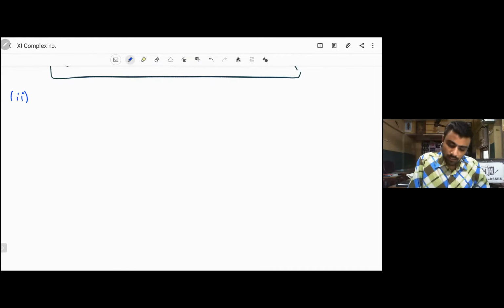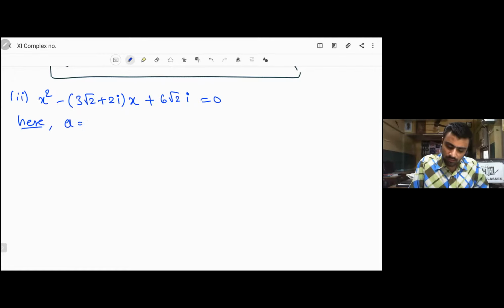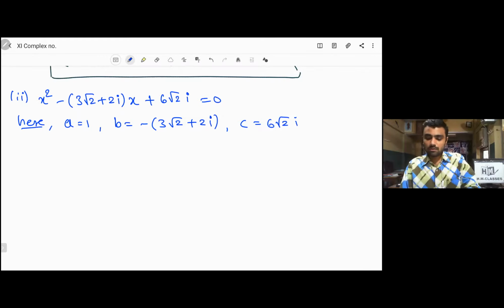That is given as x² − 3√2 + 2i into x + 6√2i = 0, where i is outside, and i² is not inside the root. So in the same way we will begin here. a is 1, the b value is −3√2 + 2i, and the c value is 6√2i. So this is what we got.